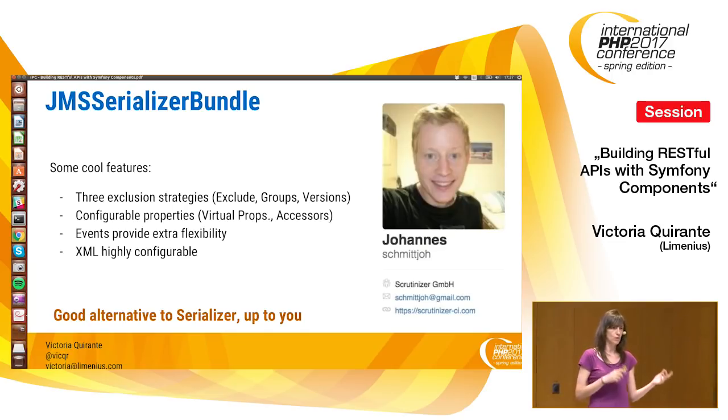Versions to say which properties go in one version and another version of the API. It has virtual props. It has events that give you extra flexibility, and so on. So it is really worth a try.